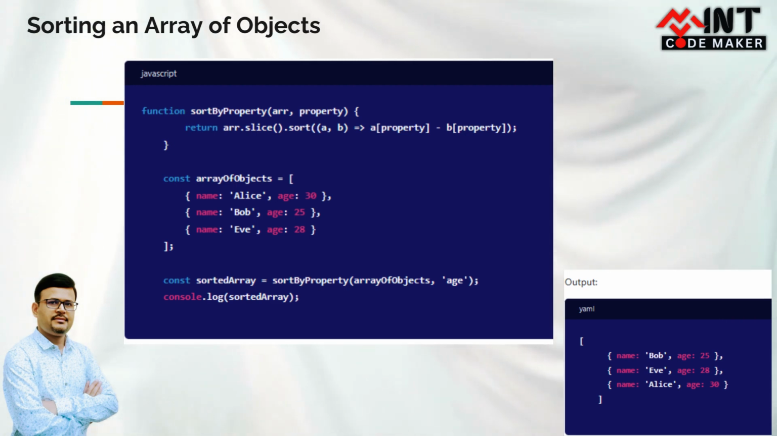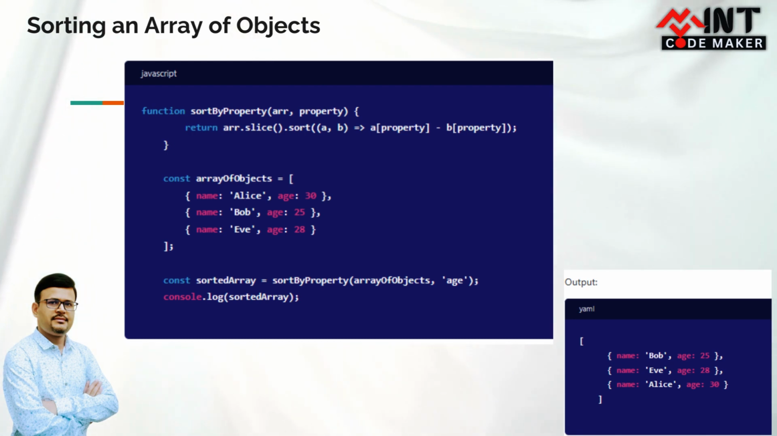The comparison function determines the sorting order by comparing elements according to the chosen property. The result is a new array where objects are sorted based on the age property.